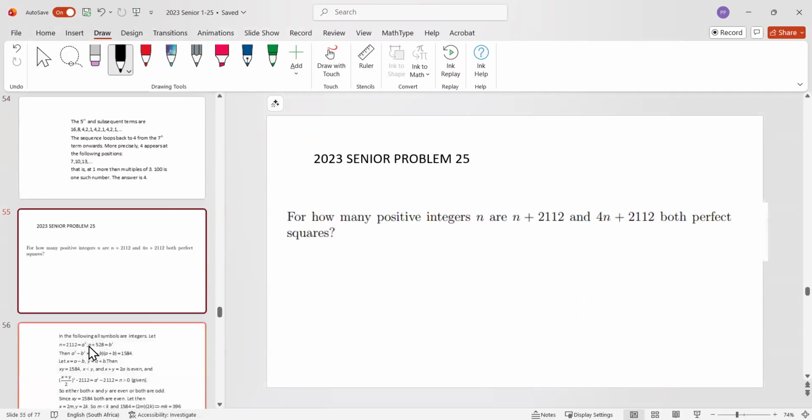Okay, so that takes us to problem 25, the last one. For how many positive integers n are n and 4n plus 2112 both perfect squares?